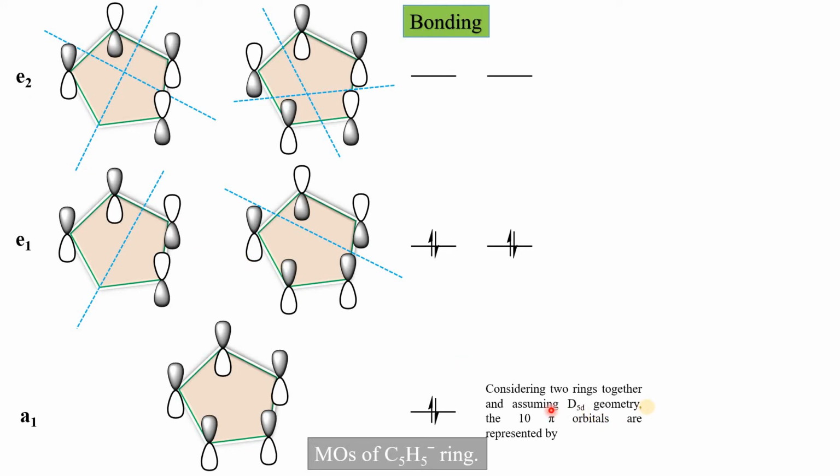So when we consider the 2 rings together, as we know, ferrocene has 2 C5H5 minus rings, and these molecular orbitals are for the 1 ring. Similarly, we can draw the 5 molecular orbitals for the next Cp ring. So when these two combine and we assume the D5d geometry, D5d meaning the two rings are in the staggered form, then the 10 pi orbitals can be represented by the notation A1g and A2u. So there is one orbital and the other orbital of the next Cp ring.